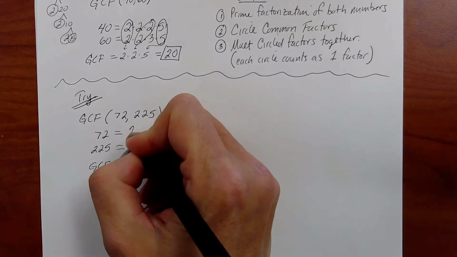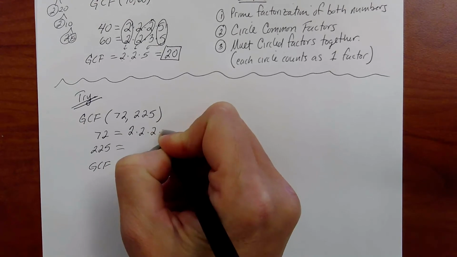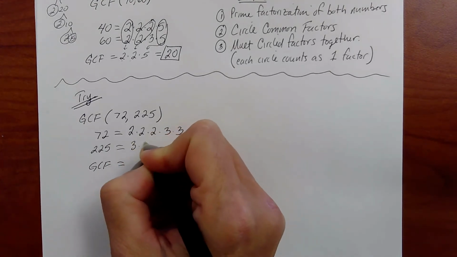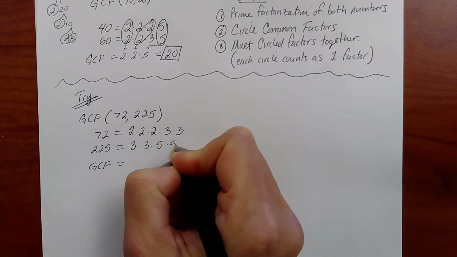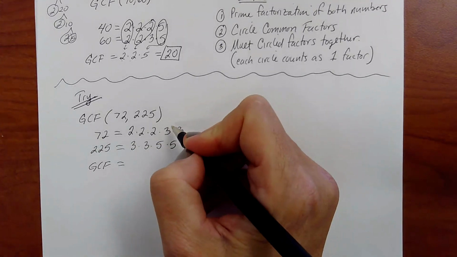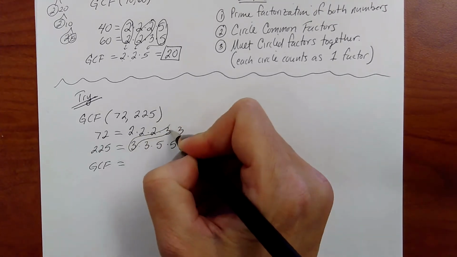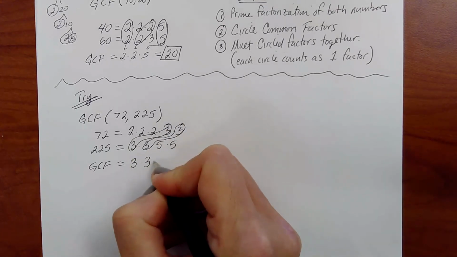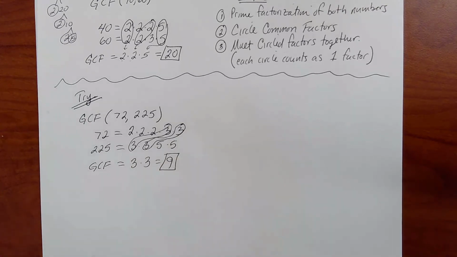All right, so hopefully you broke this down. You got 3 2's and 2 3's. 225 is 2 3's and 2 5's. What do they have in common? They have this 3. They have this 3. That's it. So 3 times 3, the GCF is 9.